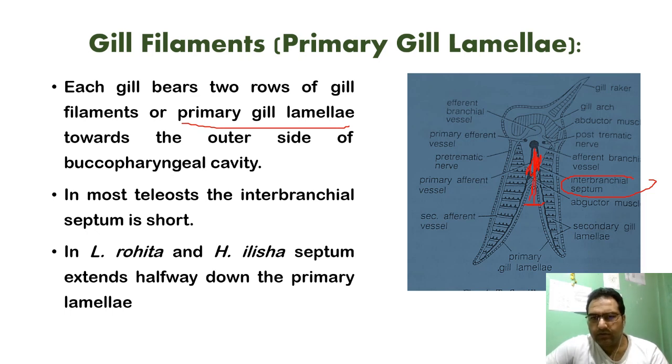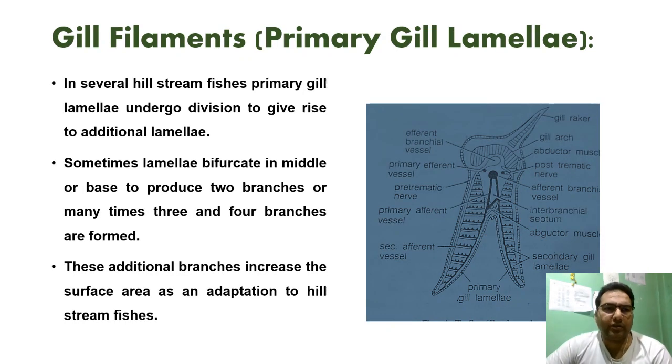They can extend down. Now, talking about the gill filaments, when we talk about the shape, size, and number of the primary gill lamellae, they vary in fishes with diverse habitats. The species that lead an active life and depend entirely on aquatic respiration have a larger number of long gill lamellae, the gill filaments, as compared to fishes with a sedentary life or having air breathing organs.